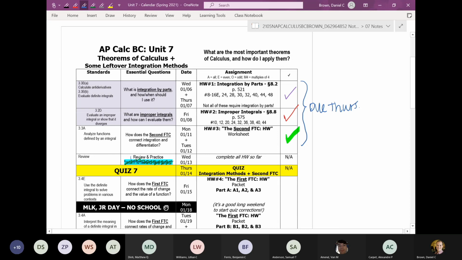Tomorrow is just going to be a review and practice day. I'll have a brief meeting to take questions and talk about the quiz. But for the most part, tomorrow will be a day for you to work on homework and ask questions. And then your first quiz of the semester is going to be on Thursday.